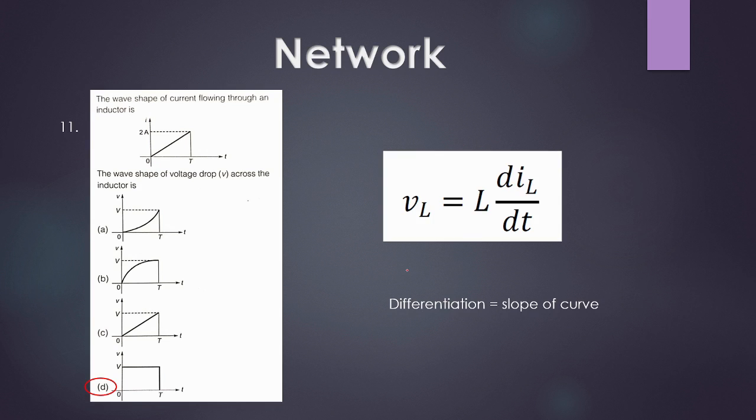So let's see what is the answer. D will be the answer because, as we know, VL equals L di by dt. So differentiation of I should be the answer. So if the ramp is there, what is the differentiation of ramp? Step. Differentiation of ramp is step. So from the options we can see this is the step. So this is the answer.